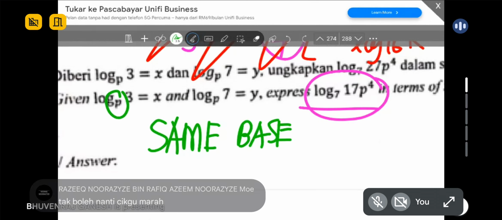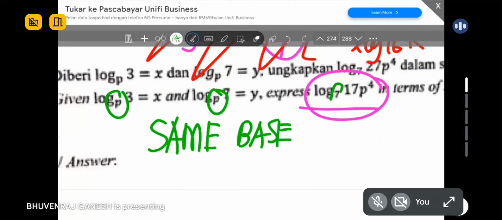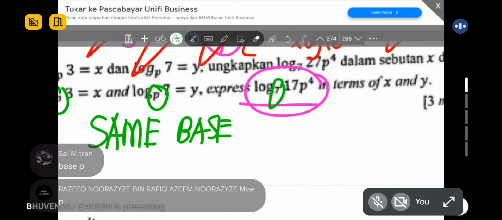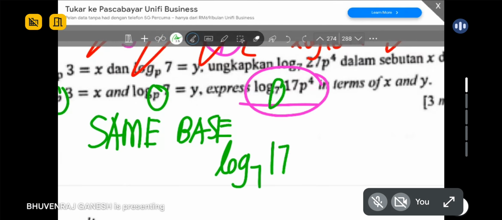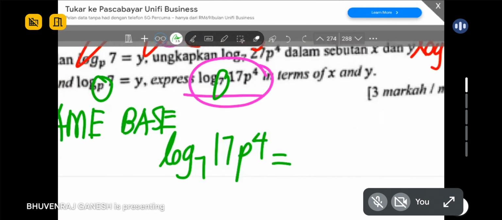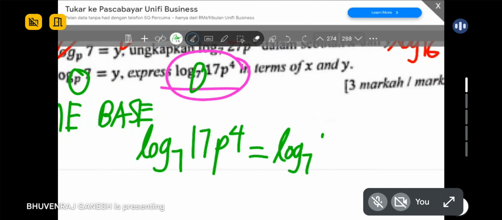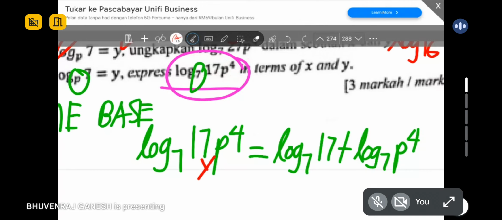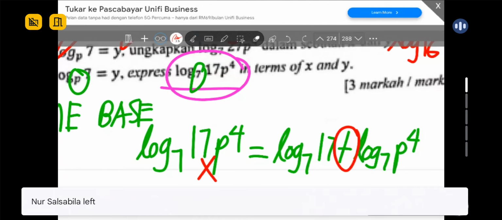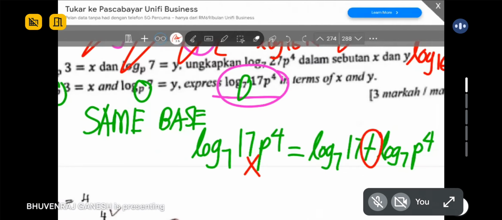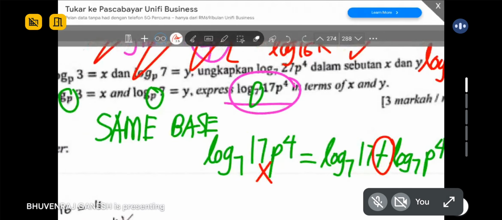Tahu kan? So, guys, see over here. Log base P, log base P, log base 7. So what can I do? I change it all to base what? I can change to base P. Tukar lah, jadi base P. So log 7 17P4 equal to log 7 17 plus log 7 P4. Kalau darab, if you times over here, I can split it to become plus. This is the law, guys. Hukum log.